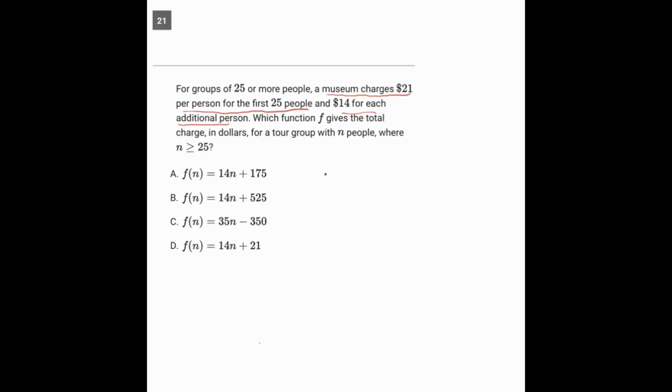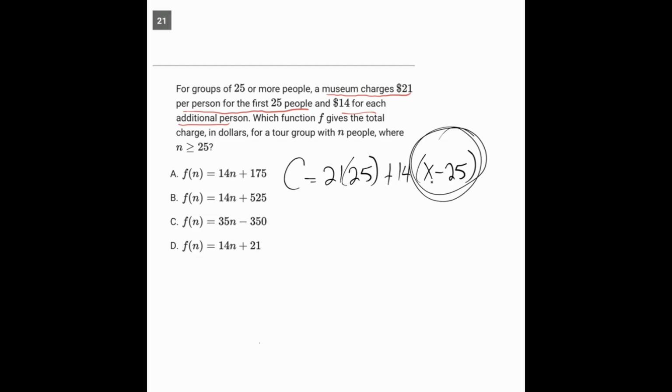Similarly here, the cost is $21 for the first 25 people, and after that, it's $14 for each additional person after the 25. So now just thinking about how this makes sense, if x were 30, this whole parentheses here would be equal to 5, and you'd pay the 14 5 times because 5 more people came than what was included in the initial amount.